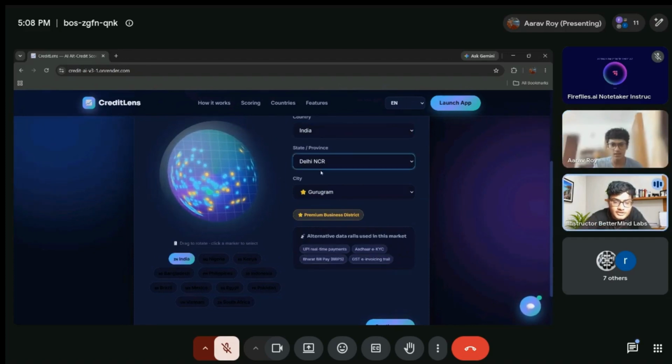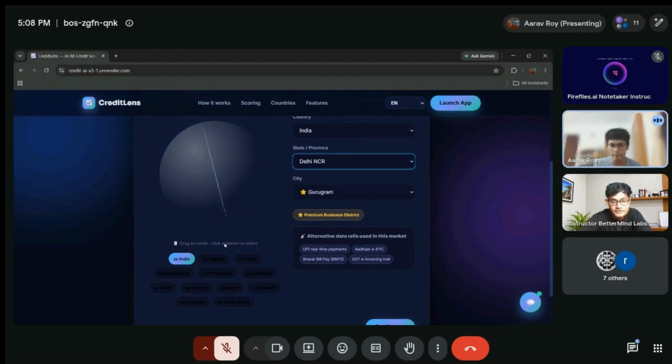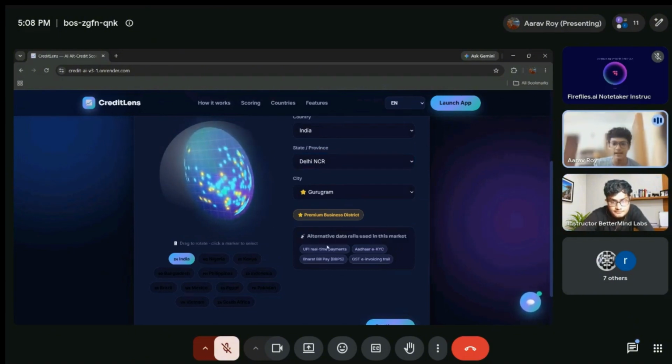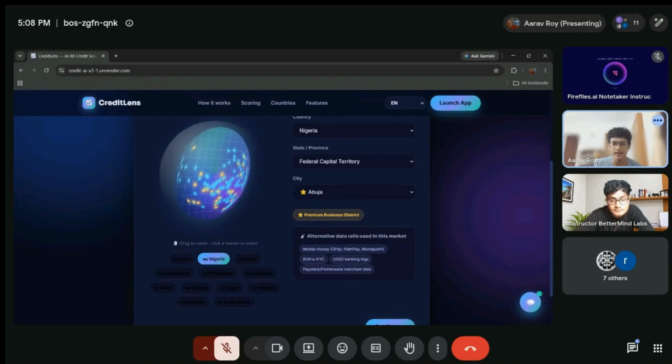Okay, sure, Delhi NCR. Basically, the premium business districts are big cities, like capital cities and trade hubs, and stuff. Exactly. And the way it's going to analyze is going to differ for each country. Right now, for India, it's using UPI real-time payments, Aadhaar, KYC. But if I go for Nigeria, it's going to be different according to their country.